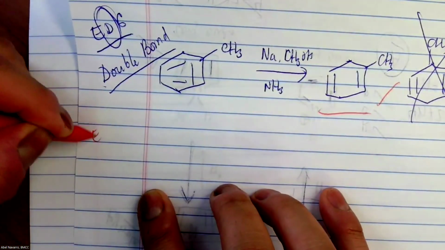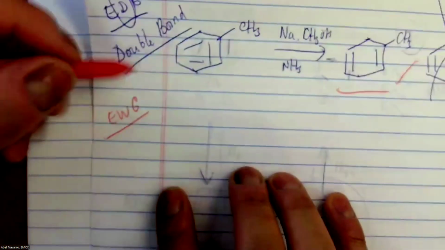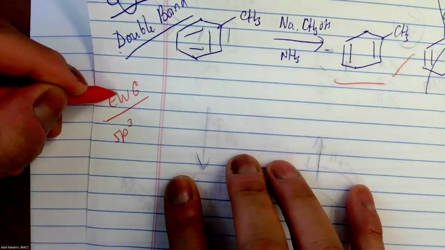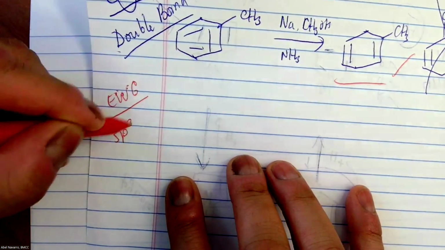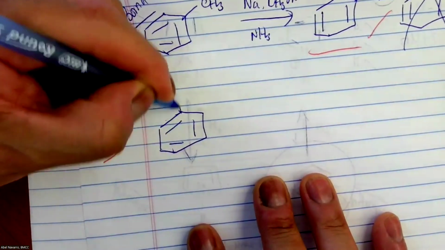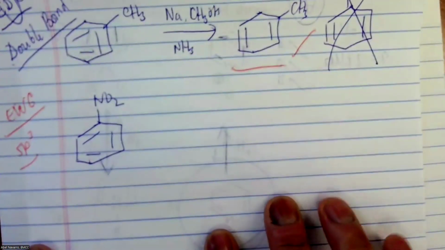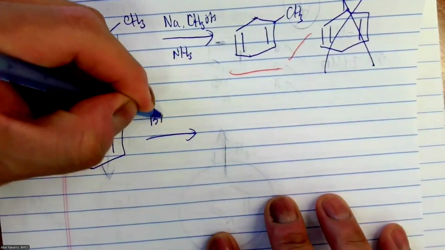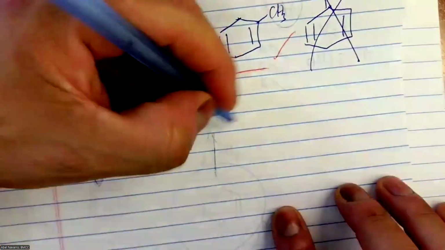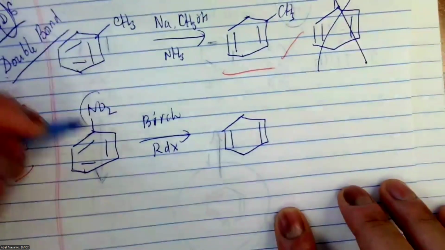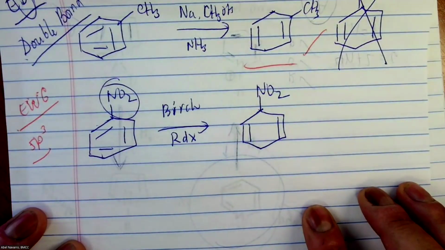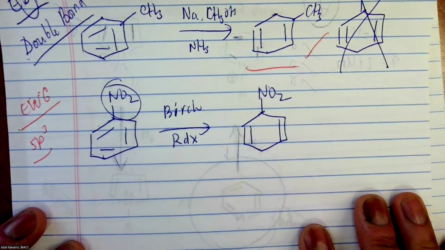Okay, so what about with the electron withdrawing group? The electron withdrawing group has to be attached to the sp3, or the single bond. Well, you have three peaks, right? Three peaks, sp3. So what is an electron withdrawing group? For example, a benzene ring with a nitro, right? I do the Birch reduction, and then the nitro has to go to the sp3 carbon. Okay, makes sense. Good.